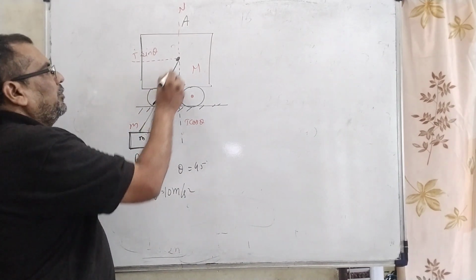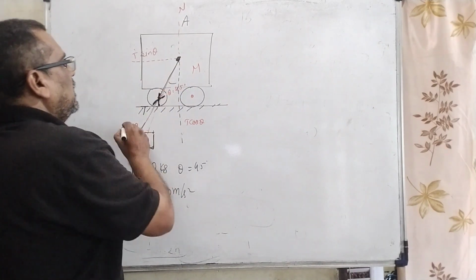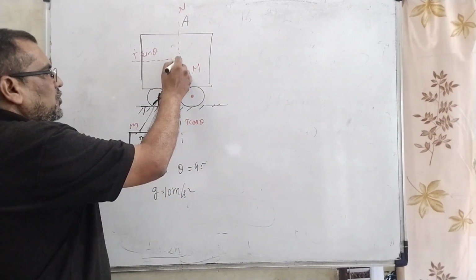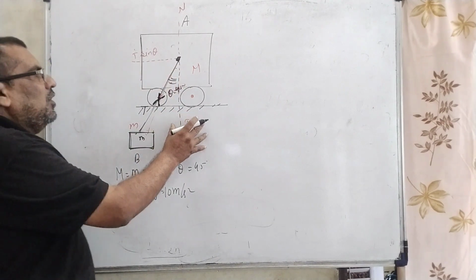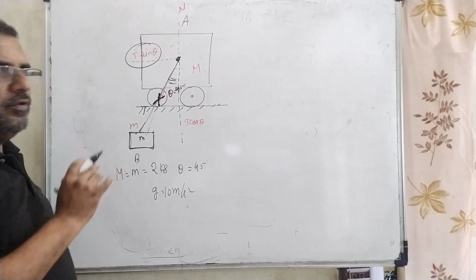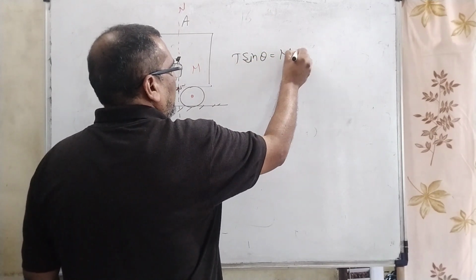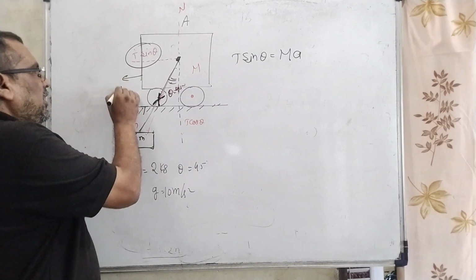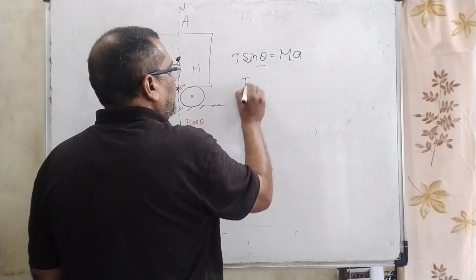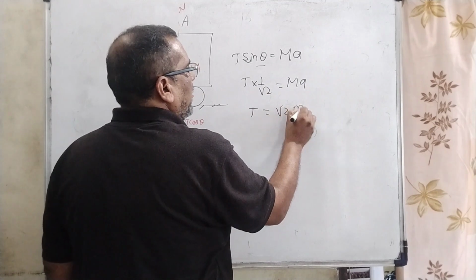and the tension working in between this card and this block is T. Here the angle is theta, and theta is given as 45 degree. So here we have to resolve into components T cos theta and T sin theta. Here T sin theta provides the pseudo acceleration or pseudo force. So T sin theta equal to ma, and its direction is to the left side. And what is theta? That is sine 45, then 1 by root 2 T equal to ma. So T equal to root 2 ma.